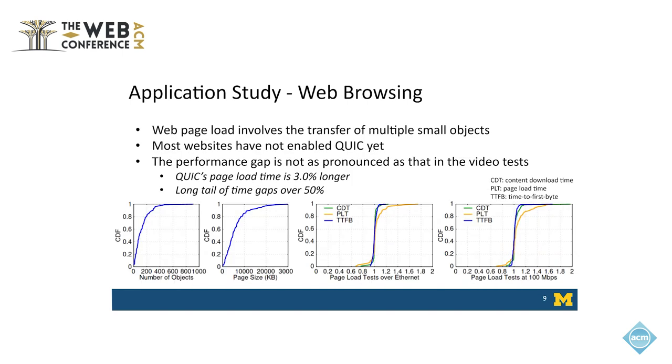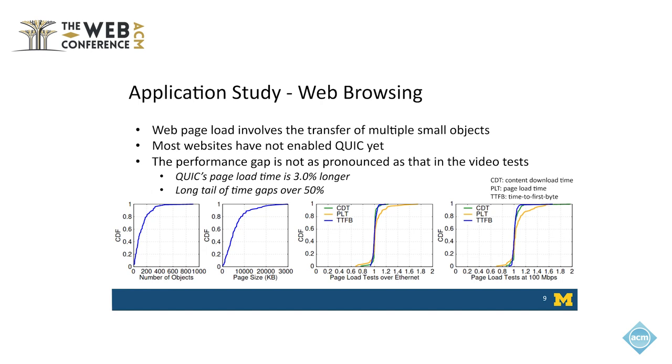Now, web browsing is another crucial role in the web ecosystem. Unlike bulk file downloads, web page load involves the transfer of multiple small objects that can be either concurrent or sequential depending on the object dependency. We experimented with Alexa's top 100 websites. First, we used original URLs to directly load the remote websites with QUIC enabled on Chrome. Surprisingly, the page load tests on most websites did not contain any HTTP3 objects, which means those sites have not enabled QUIC yet.